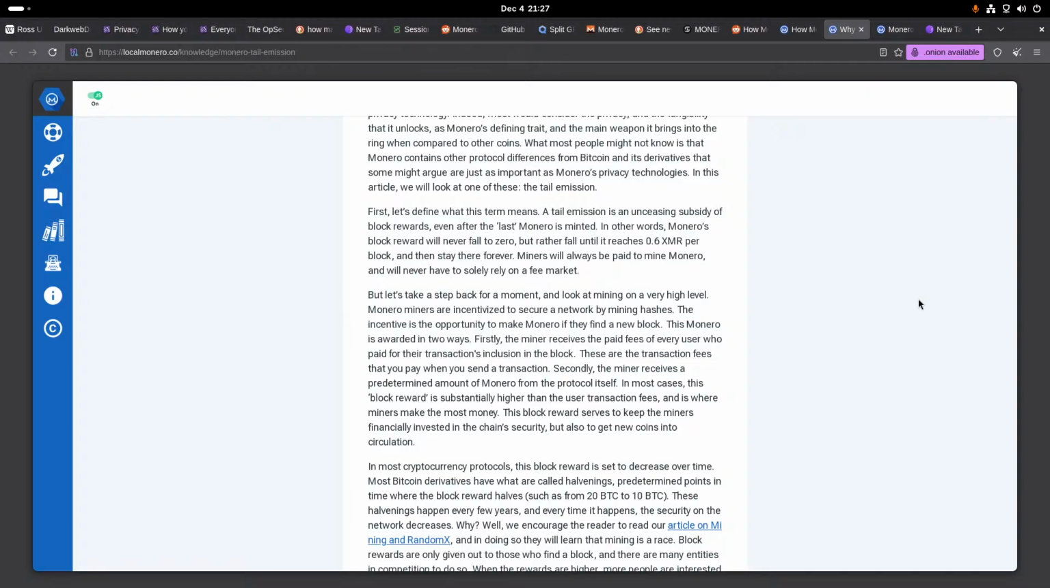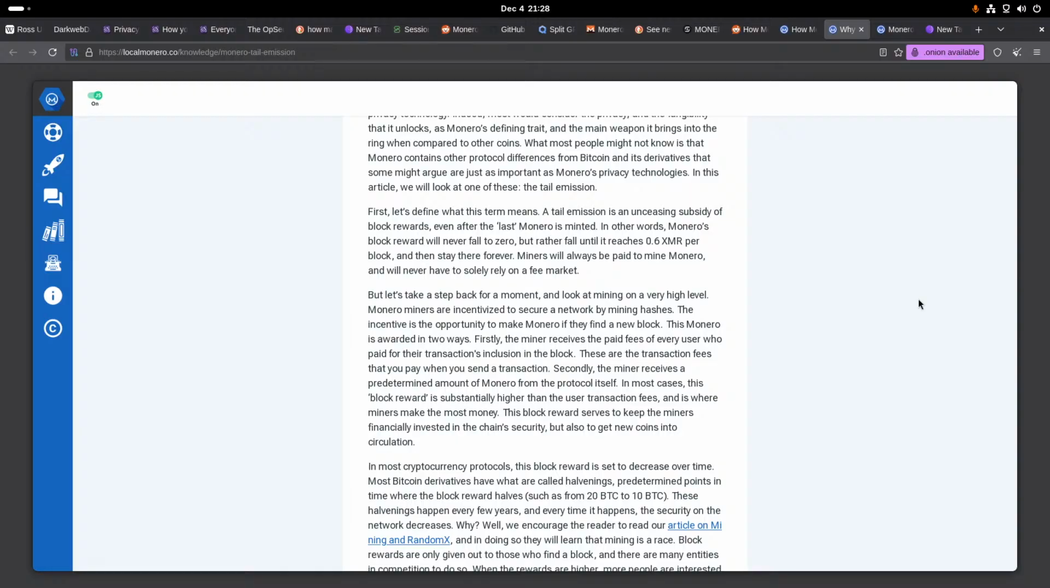Interesting. I think we've gone over this before, but it's always good to get a recap. But let's take a step back for a moment and look at mining on a high level. Monero miners are incentivized to secure the network by mining hashes. This is true. This prevents a 51% attack and also secures the network. The incentive is the opportunity to make Monero if they find a new block.